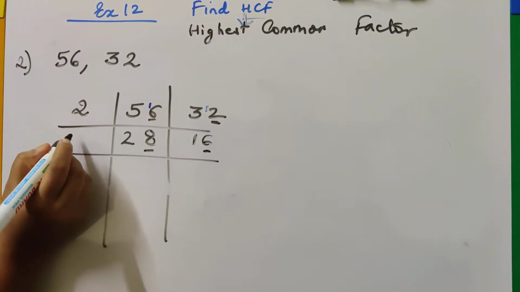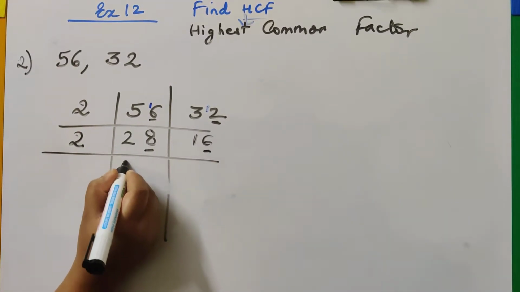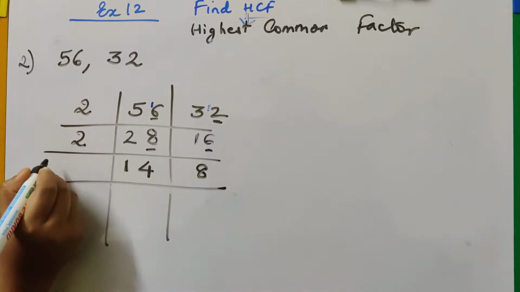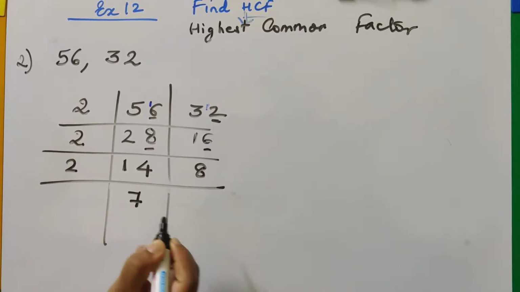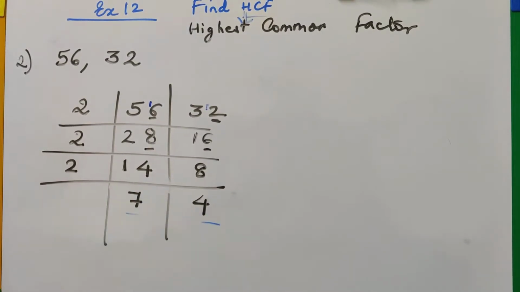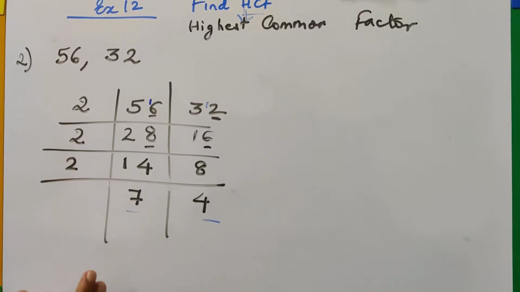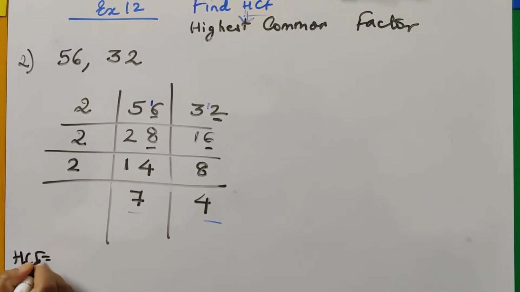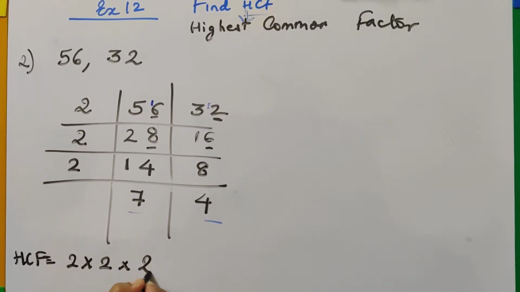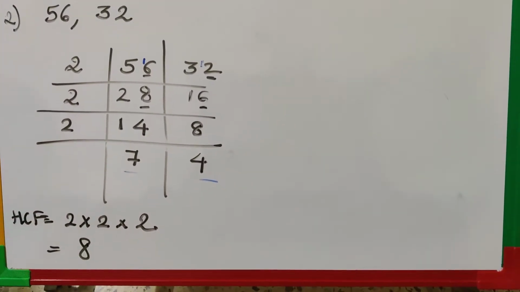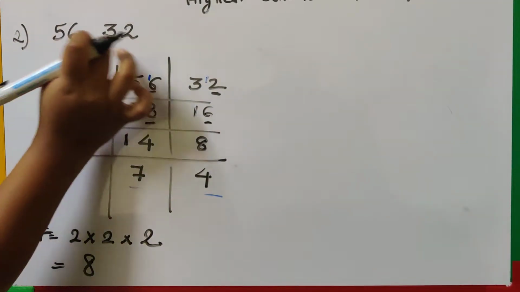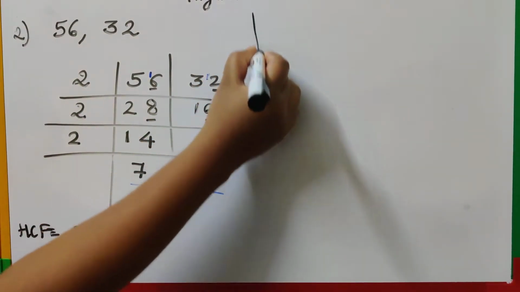Again the ending numbers are 0, 2, 4, 6 or 8, so I know it's divisible by 2. I'll use the table of 2 again. 2 1s are 2, no remainder. 2 4s are 8. 2 8s are 16. Again I can use 2. 2 7s are 14. 2 4s are 8. Now for 7 and 4 there is no common table to divide, so I will stop. The HCF is all the numbers on the left, that is 2 into 2 into 2, that is 8. So the answer, the highest common factor of these two numbers, is 8. Let's go to the third sum.